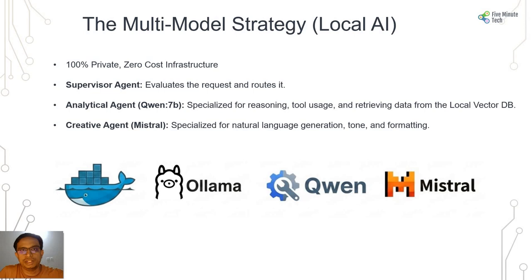Now we are following a multi-model strategy in the local AI because we want 100% private, zero cost infrastructure, whereas I will be running on Docker wherein there is no GPU, only a CPU based system. The supervisor agent evaluates the request and routes it. The analytical agent, your Qwen model, is specialized for reasoning, tool usage and retrieving data from a local vector database. And then the creative agent, that is Mistral, is specialized for natural language generation, tone and formatting. We will be focusing on the Qwen 7B because that will be the one which generates all our charts for our data analyst work.